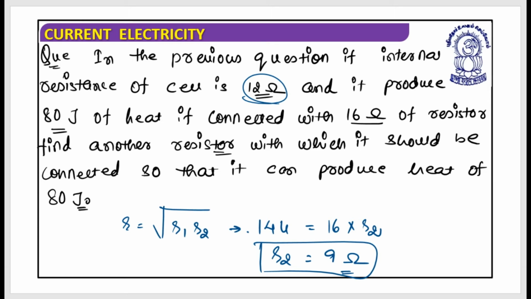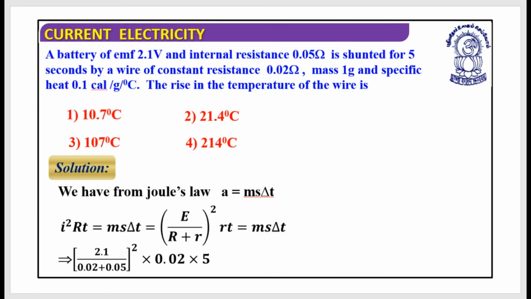Please remember this. And let's work on the next question. Yes, let's have a look. It says a battery of EMF 2.1 volt and internal resistance 0.05 ohm is shunted. What does it mean? Shunted, we have discussed in the previous year asked questions of the medical session. When they use the word shunted, it means they are connected in parallel.